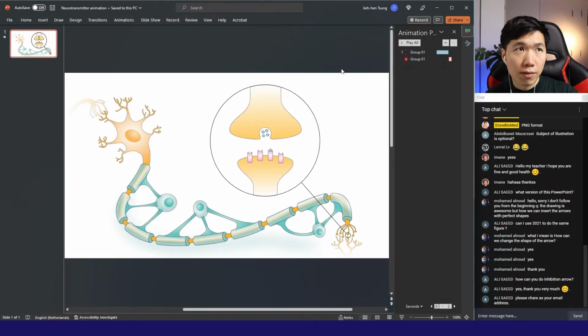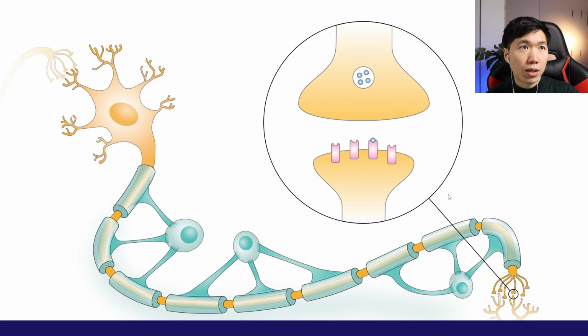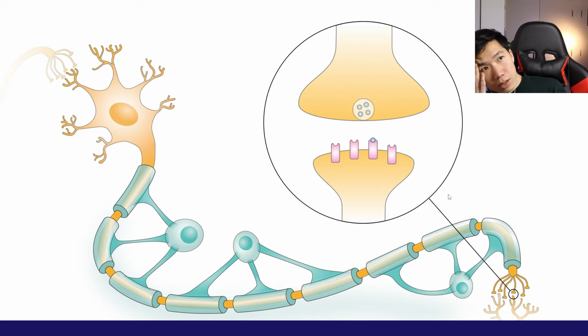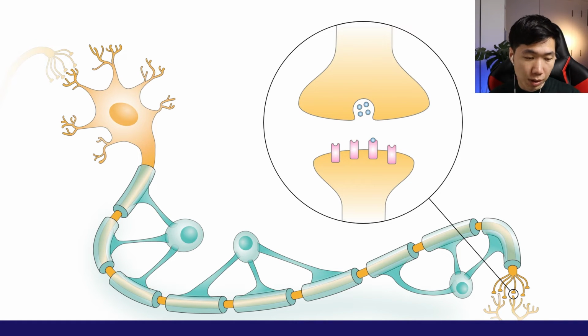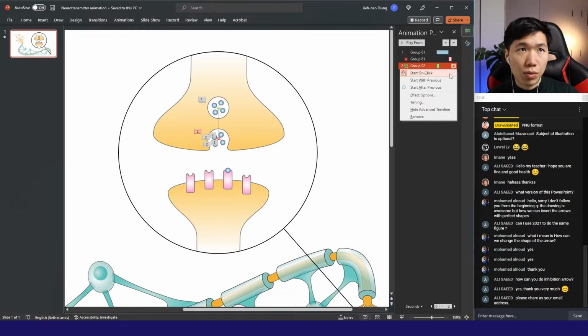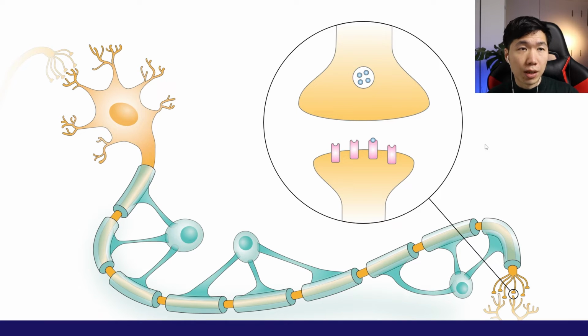Entrance, fade. Let's preview it. Click, it's gone. Now I click again, the merged vesicle appears. Let's come to the drop down menu and click on start with previous. And let's see what happened now.